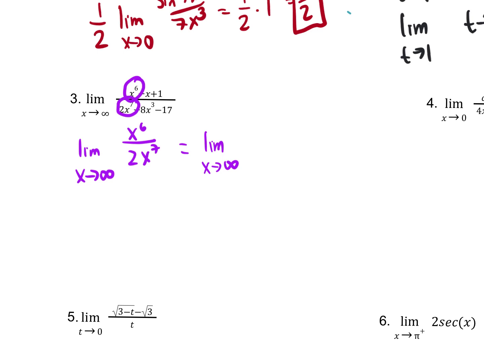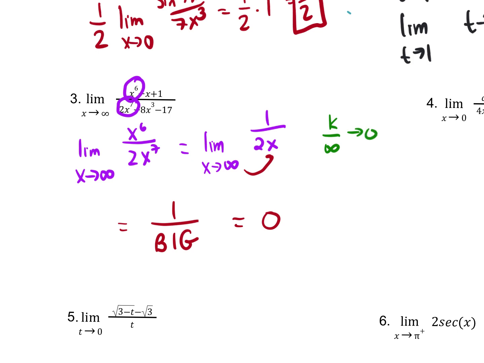Now x to the 6 over x to the 7th is simply going to simplify to 1 over 2x. So plugging in infinity for x, putting in a very, very, very large number, we're going to have 1 over basically the largest number you could ever imagine. If you have 1 over the biggest number you could ever imagine, then that is going to tend to 0 as a limit. Remember the definitions. A number over infinity will tend to 0. Infinity over a number will tend to infinity. So kind of the reverse idea is there.